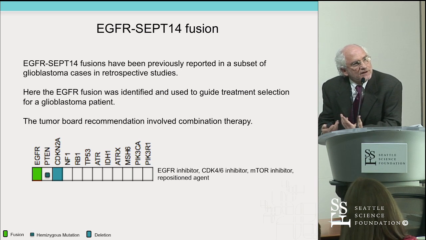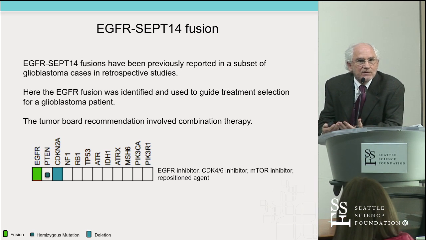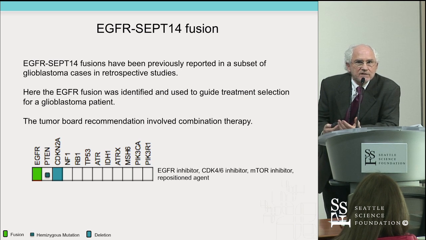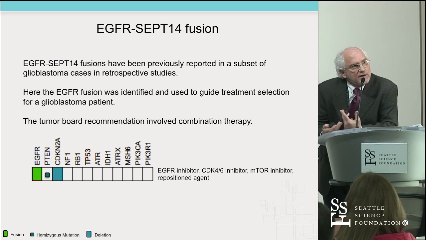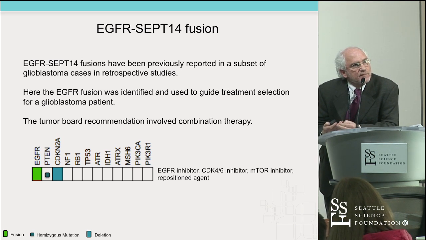and because the patient also had alterations in PTEN and CDKN2A, for instance, we used an EGFR inhibitor. We recommended pulsed erlotinib, high-dose pulsed erlotinib, for this patient, palbociclib for the CDK4, since the patient was RB proficient, and an mTOR inhibitor because of PTEN.